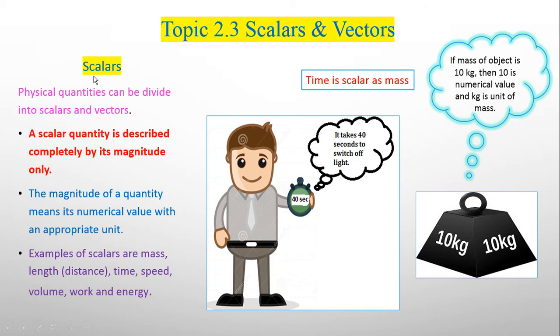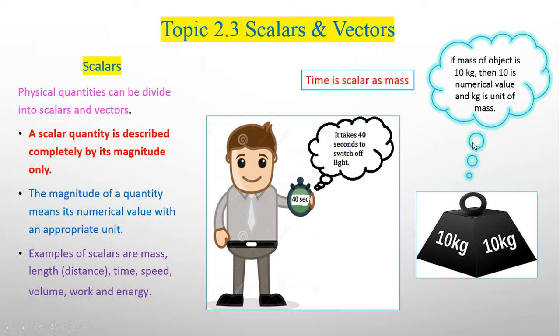So first of all, you have to know what scalar quantities are. Previously we have learned about physical quantities. Now we will see which of all the physical quantities are called scalar quantities. Physical quantities can be divided into scalars and vectors. A scalar quantity is described completely by its magnitude only.